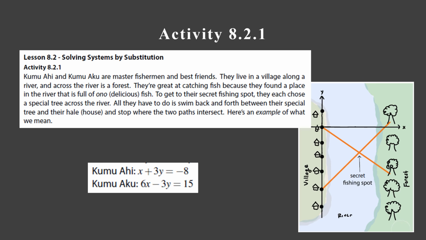In this activity, we will find a point of intersection using the substitution method. The first part of this activity asks us to first isolate the x variable in Kumu'ahi's equation and use that to solve the problem. The second part of this activity asks us to first isolate the y variable in Kumu'ahi's equation instead. Please feel free to pause this video if you'd like to try one of these two methods out for yourself.